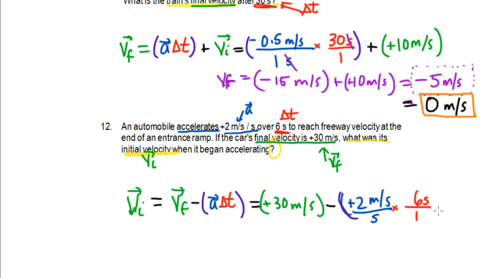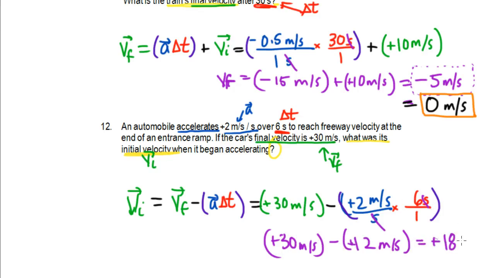I can see what cancels here, right? Seconds cancel, so you're left with 2 times 6. So this will be plus 30 meters per second minus 2 times 6, which is 12 meters per second. Seconds cancel. 30 minus, that should be a plus, excuse me, 30 plus 12 will equal plus 18 meters per second. And that's your final answer. Sorry I did it in purple; it should be in black. There you go. We'll box it in orange. Good enough.